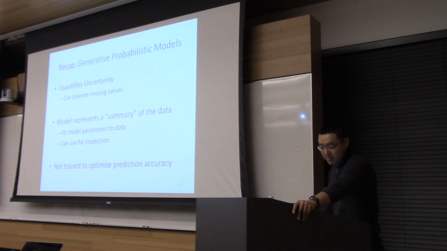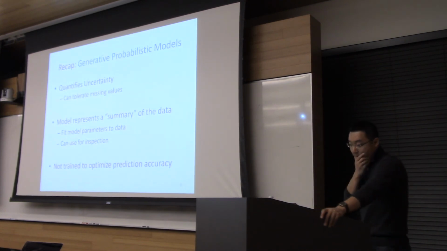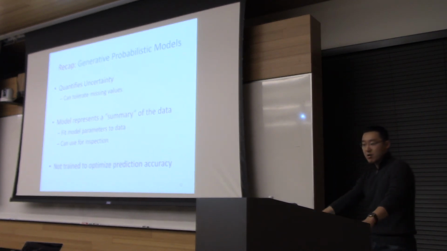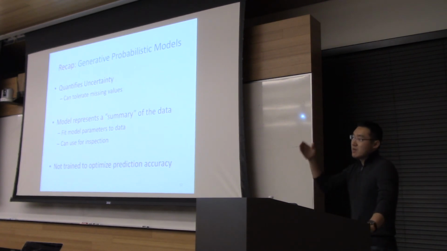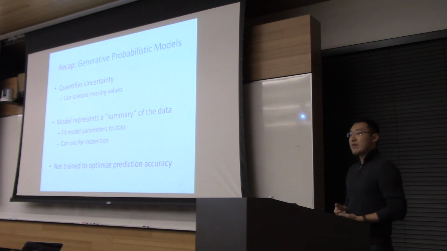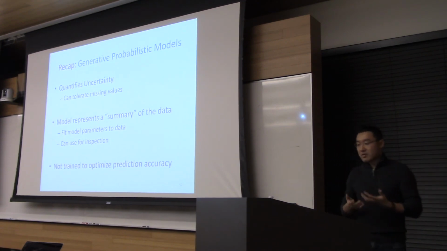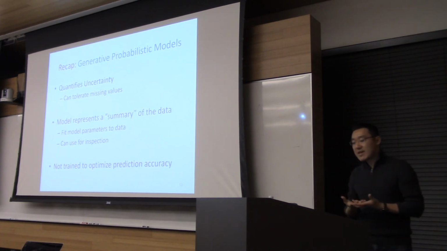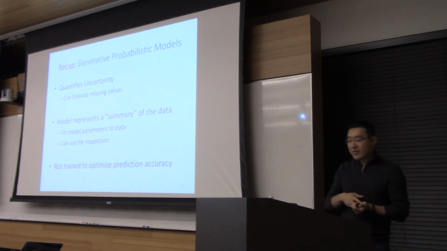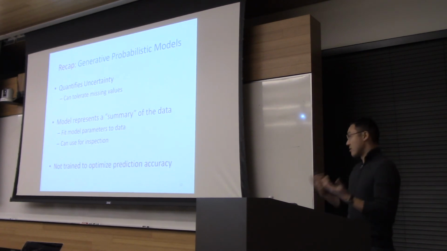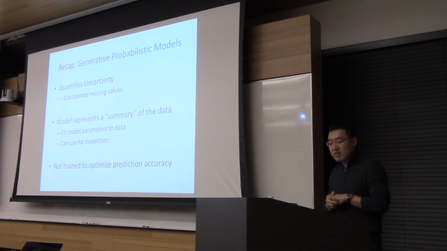Okay. So just to conclude, generative probabilistic models, their goal is to learn a probability distribution over the whole data set, over the whole example, right? Not just y given x, right? And in such a way that you can quantify various forms of uncertainty in probabilities. Therefore, you can infer missing values. These models represent some sort of summary of the data, right? And you fit the parameters of the model to the data to maximize likelihood. That's how the vast majority of these models are learned.